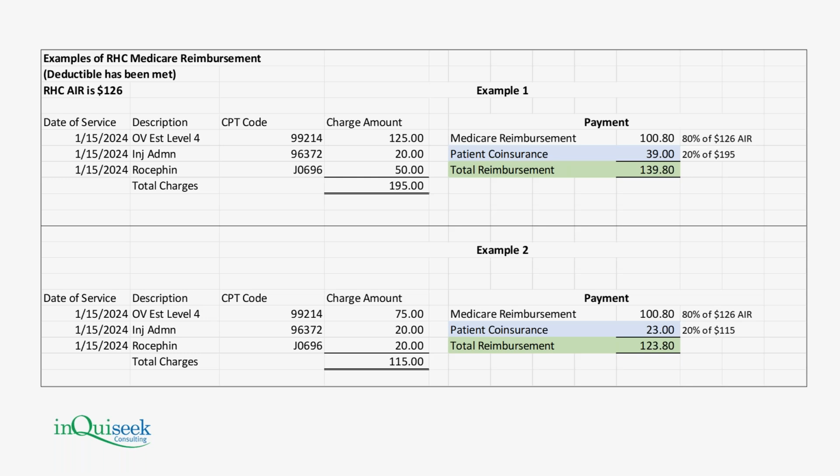These are independent clinic examples for clinics that have grandfathered rates that are much higher. They really have a hard time because if their charges are not high enough, they won't always come close to meeting their AIR. So these are what your normal remits are going to look like after deductibles have been met, and the ones before looked like the ones with the negative remits when the deductible had not been met.